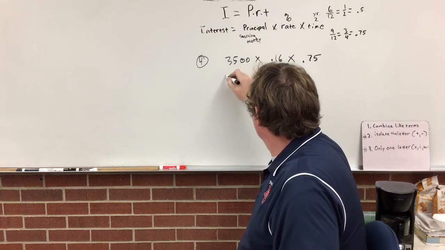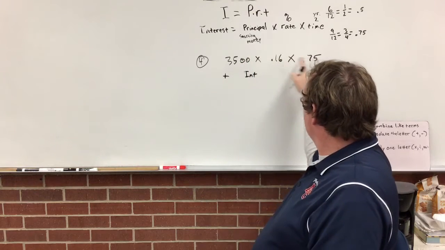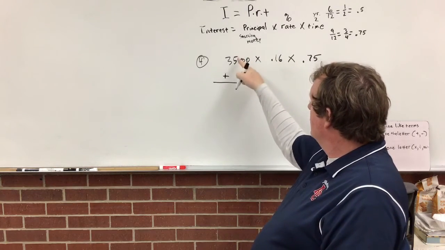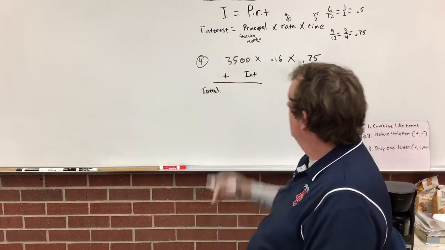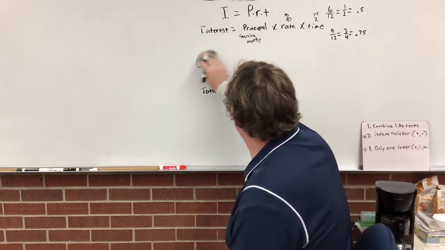So make sure at the end you get the interest by multiplying these 3 numbers and then adding it to the principal to get the total. I'm going to leave that part up there every time. Okay, moving on to number 5.